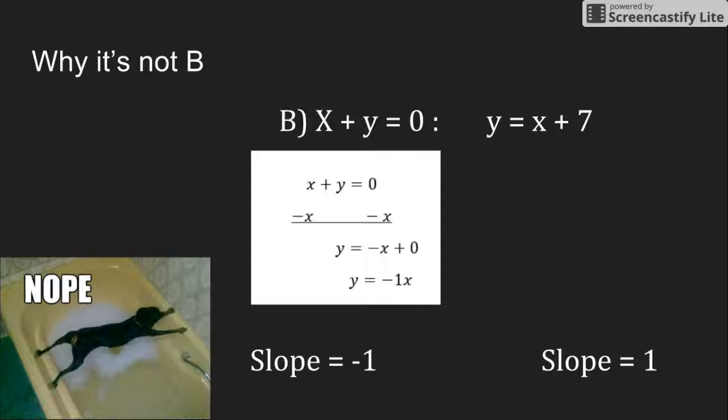Why it's not B. When our first equation for B is simplified, you'll have x multiplied by -1 or -x. Our second equation has a positive x, meaning that the equations will not be parallel because their slopes are -1 and 1, which are not the same.